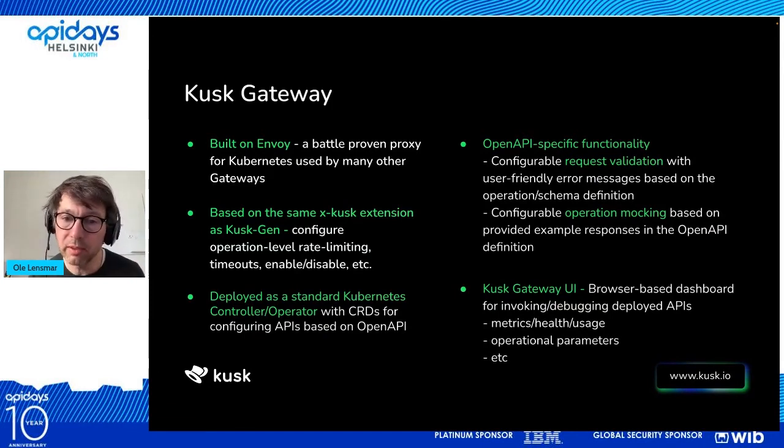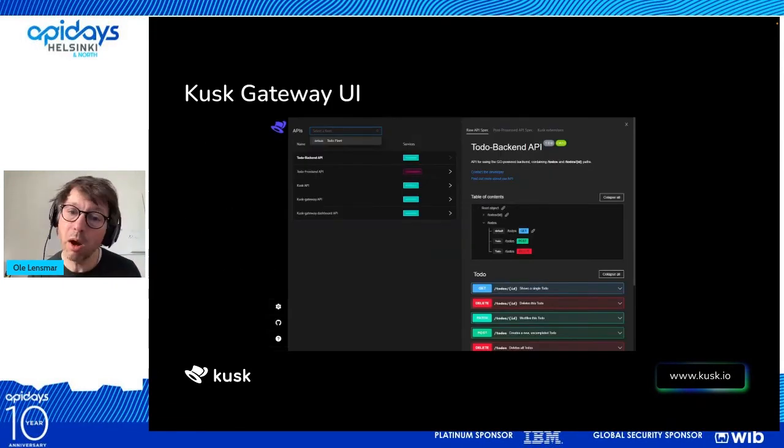And Kusk Gateway has a UI where you can obviously see what APIs are deployed. You can use an embedded Swagger UI to just try out your API, and we're adding a bunch of features around looking through transaction logs and metrics and health analytics and all that kind of stuff.